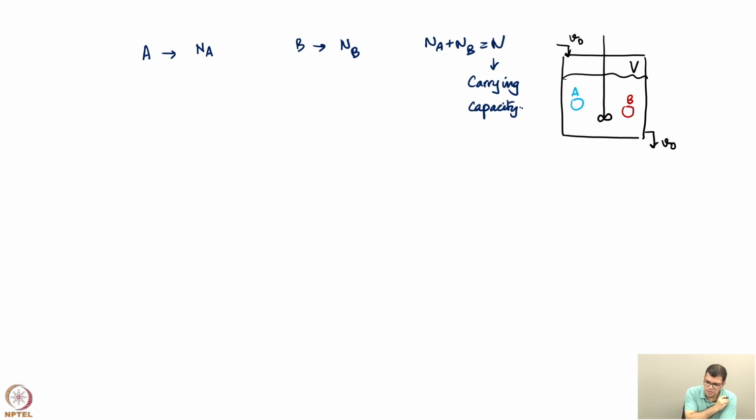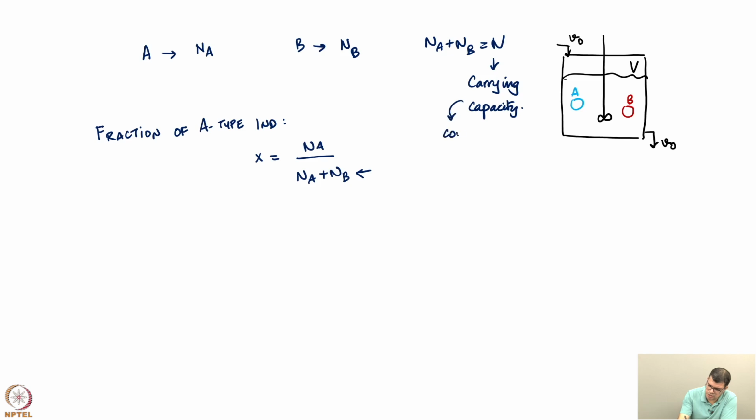If that is true, then we are going to define a quantity, the fraction of A type individuals. So, the fraction of A type individuals, let us call it x, is simply going to be NA divided by NA plus NB. But since carrying capacity is constant with time, let us call it some k. So, this is just equal to NA upon k.